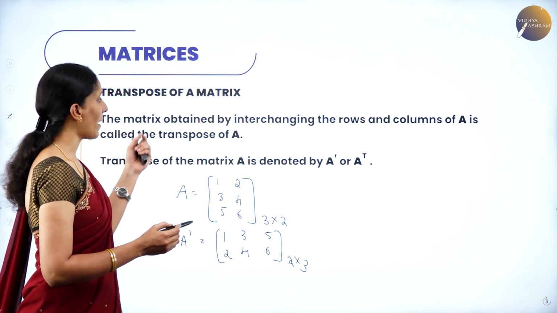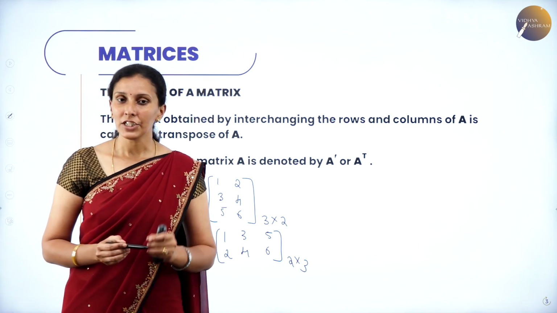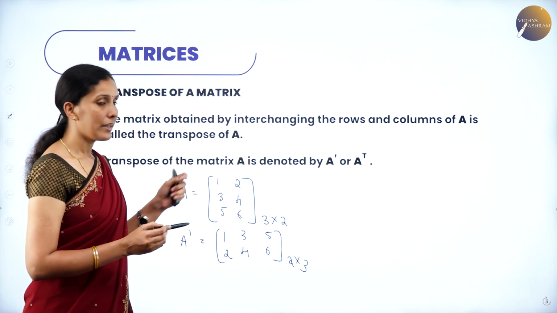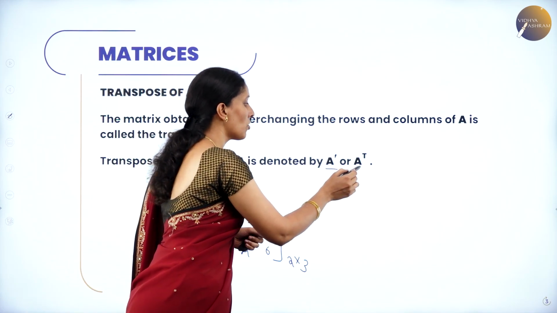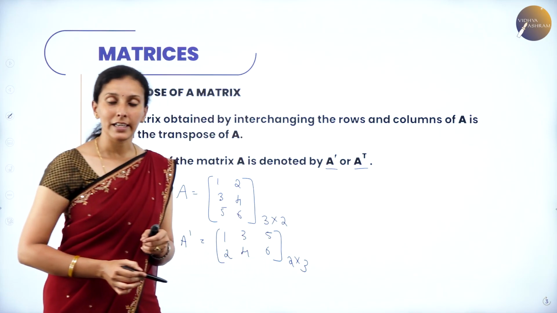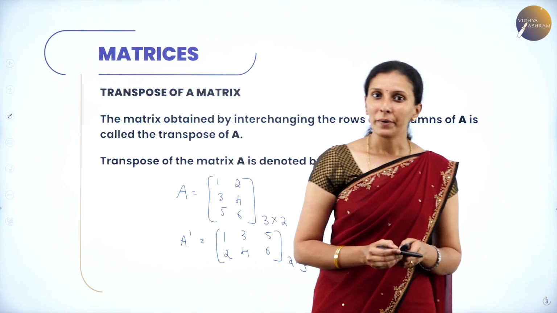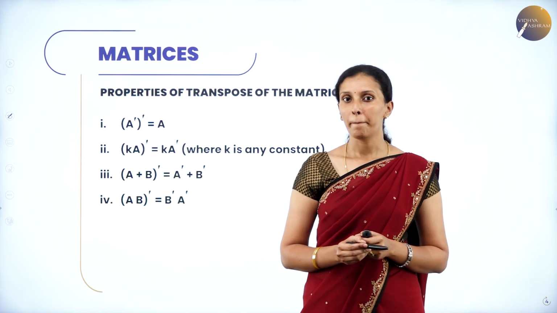So the transpose of a matrix is obtained by interchanging its rows and columns, and it is denoted by A dash or A to the power T. So we call it A transpose. Now let's see some properties of the transpose of a matrix.